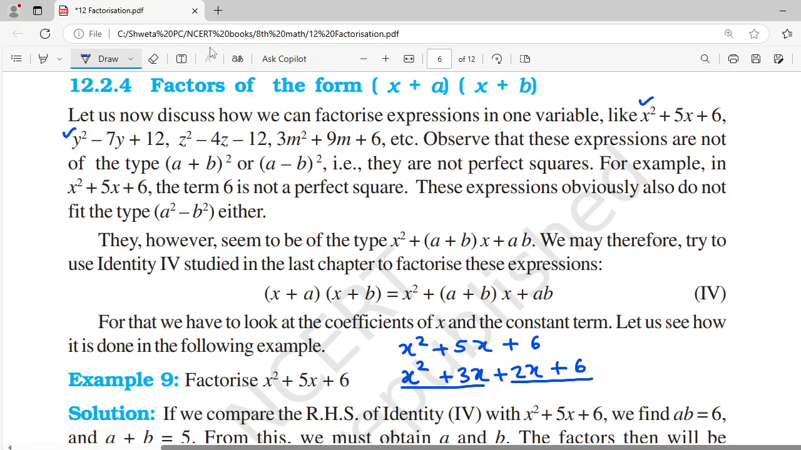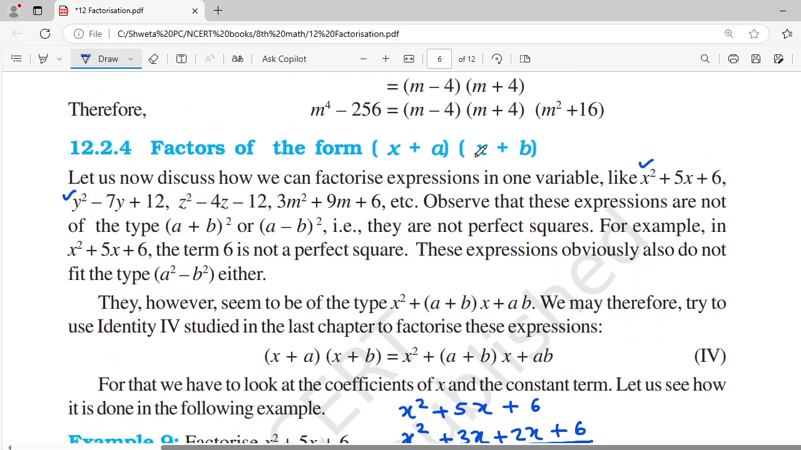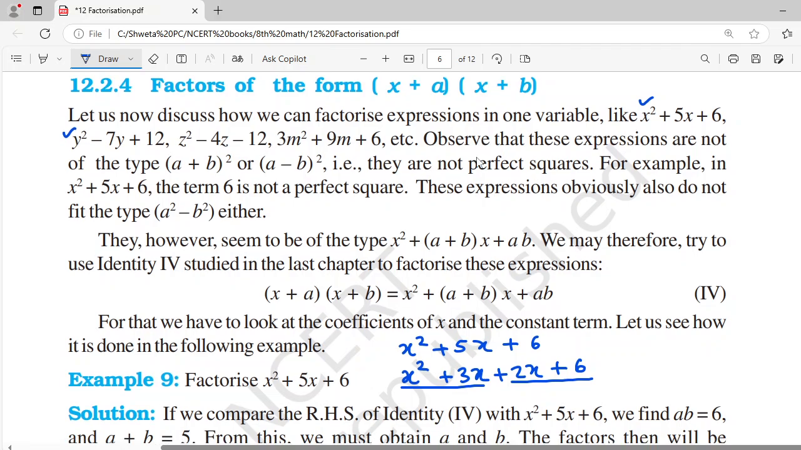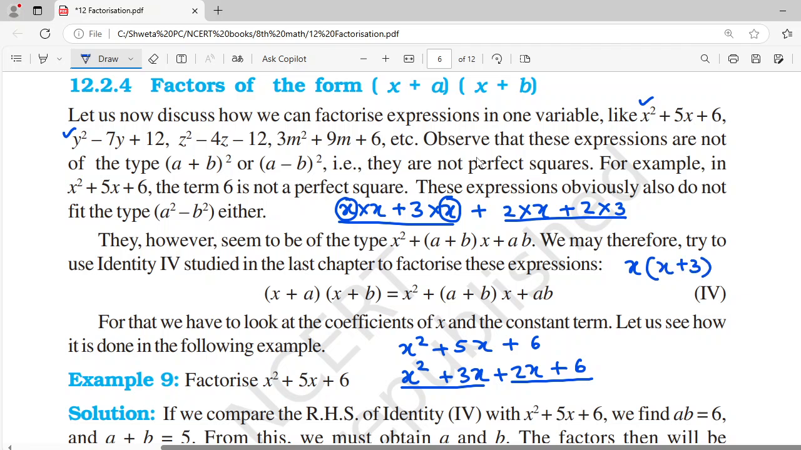In the first two terms we have x common. How can we find that x is common? Because x² can be written as x × x. This is our first term. The second term is 3 × x, then 2 × x, and now I will write this 6 as 2 × some number, that is 2 × 3. Now in this group we have x in both the terms, so we can take that x common. And now in the bracket we will write the remaining terms, that is x + 3.